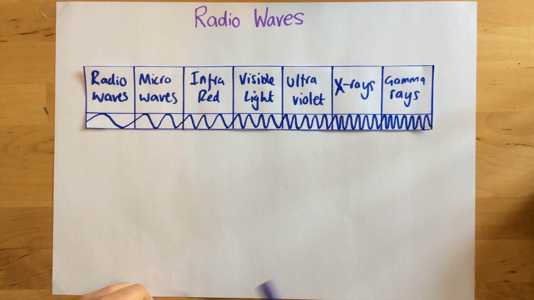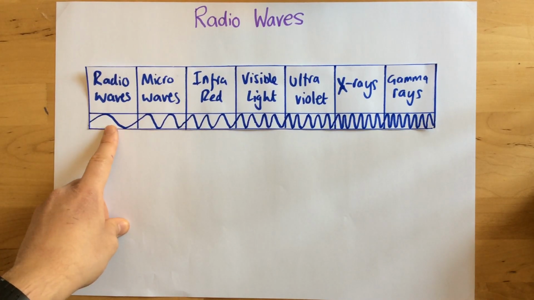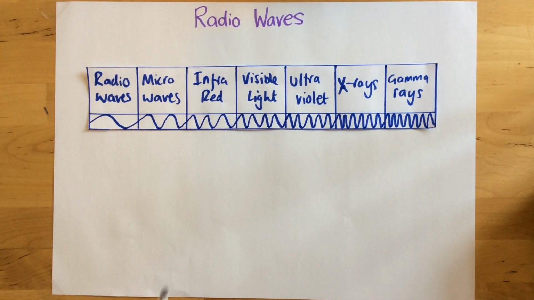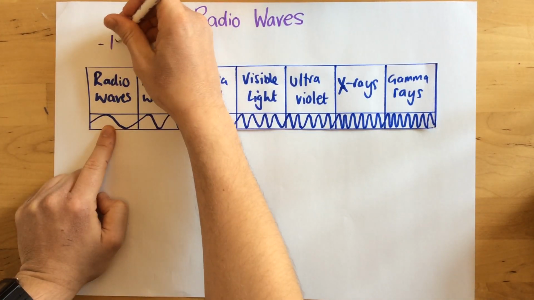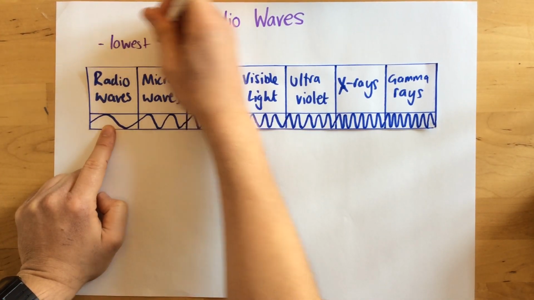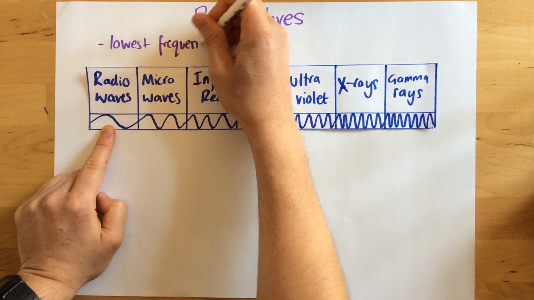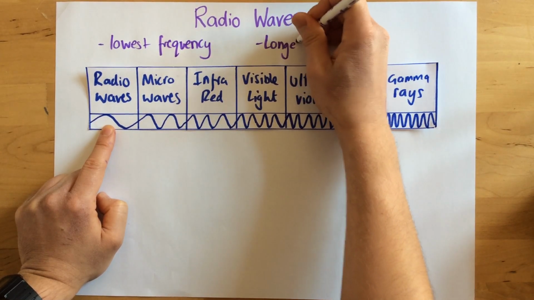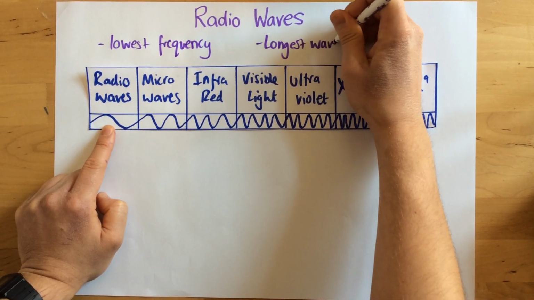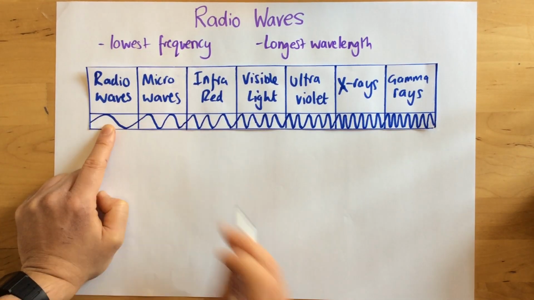electromagnetic spectrum. So just like the rest of the electromagnetic spectrum, radio waves are transverse waves that transfer energy. As you can see, compared to the rest of the electromagnetic spectrum, they are the waves with the lowest frequency. That means the fewest waves passing a point per second. And also, they have the longest wavelength. Remember, wavelength is simply the distance between the peaks of two waves.